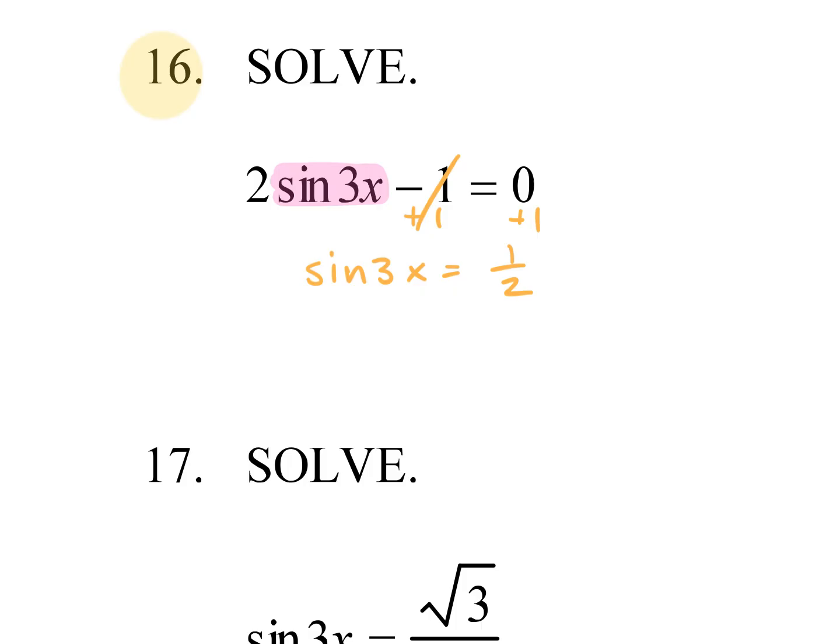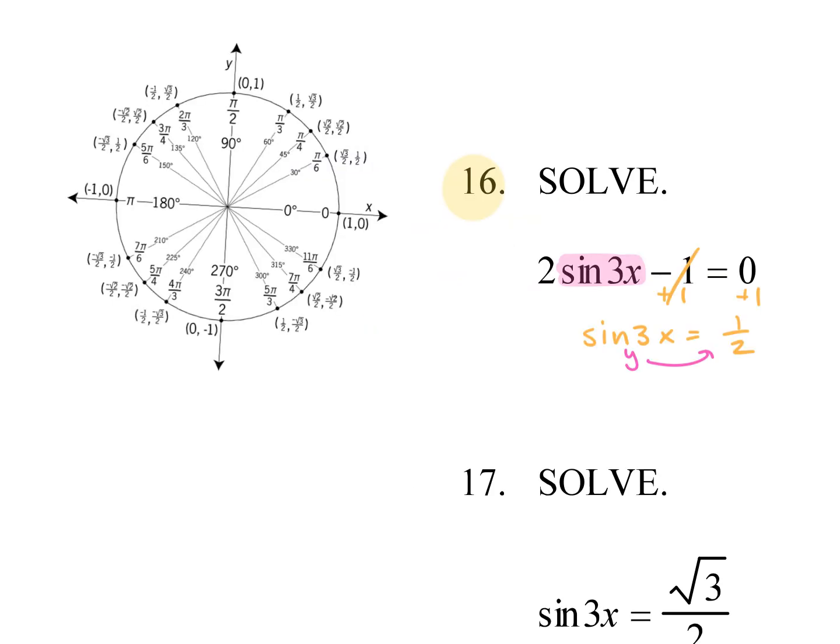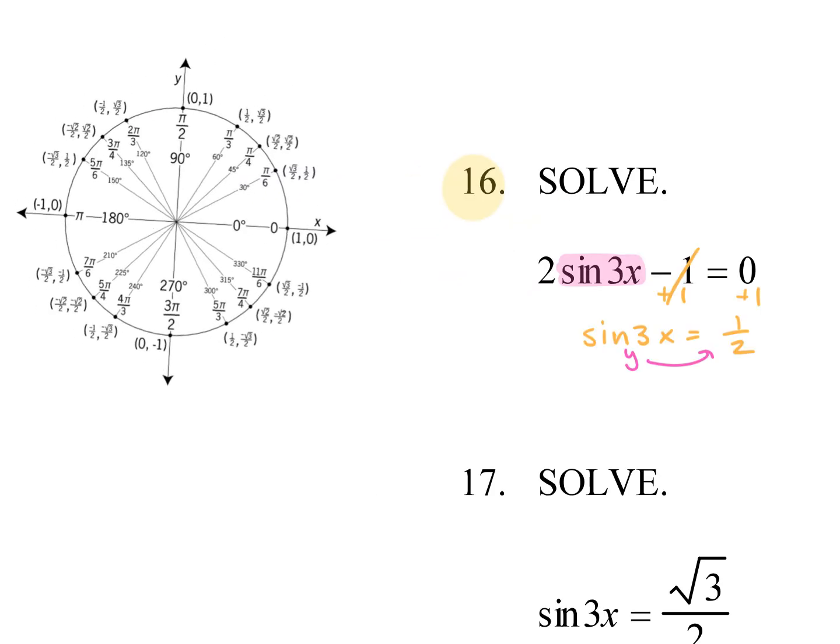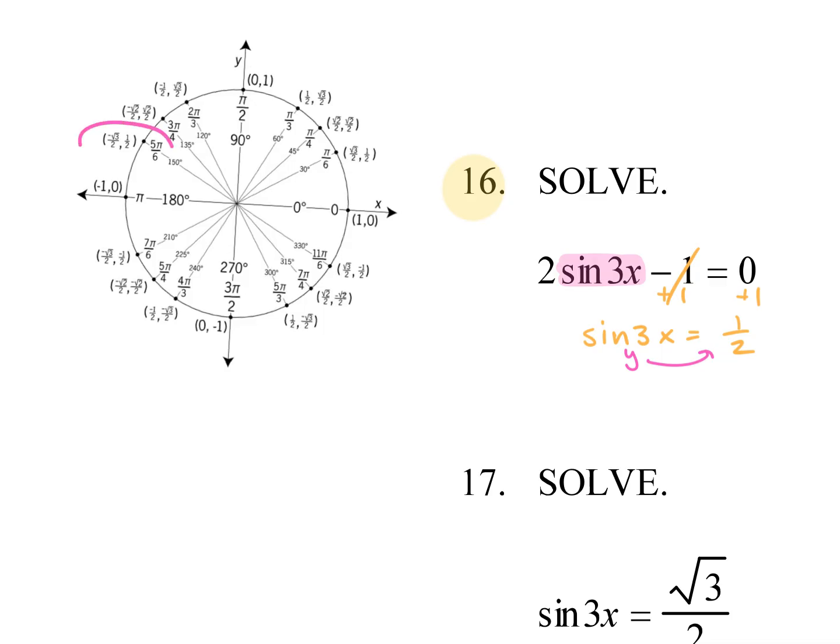What can we do next? Awesome. Sine tells us we're looking for the y, so we want to see where on our unit circle our y value is 1/2. So you said 5 pi over 6? Yep, our y value is 1/2 there. Anywhere else?